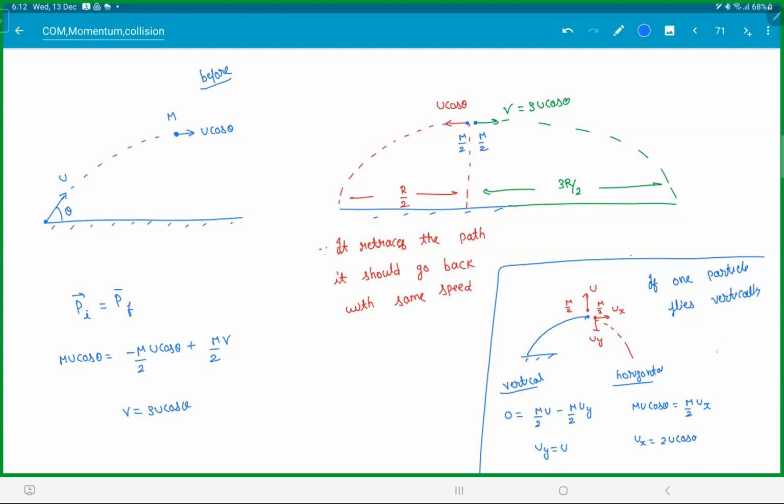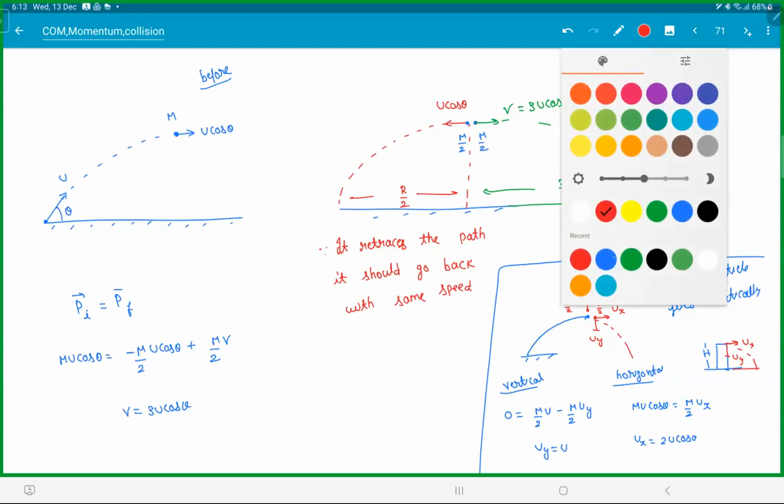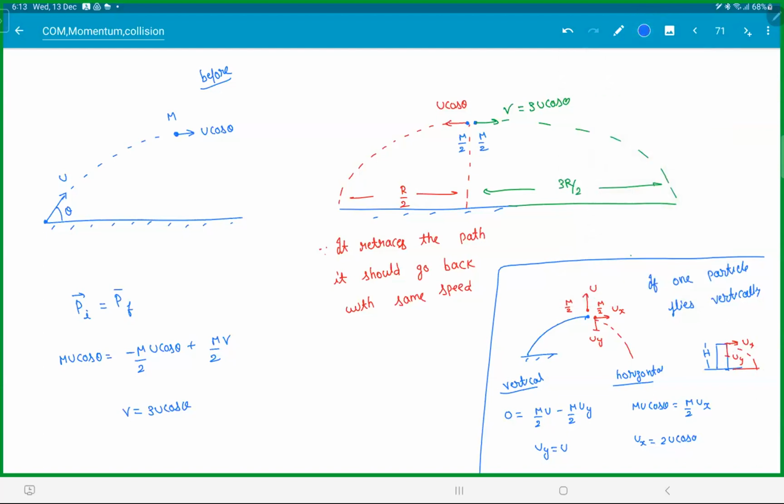So this question has become as if there is a building here of height h, and someone projected this particle with ux and uy, and you have to find the range. It becomes a fully kinematics question. This method is actually more powerful.